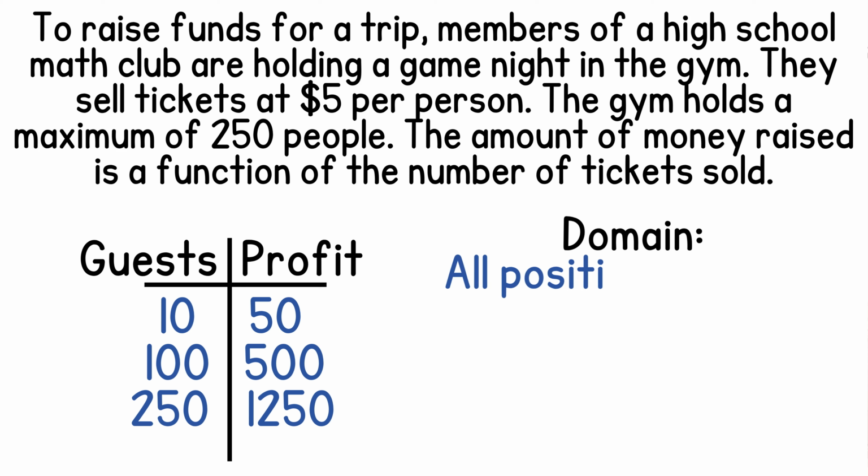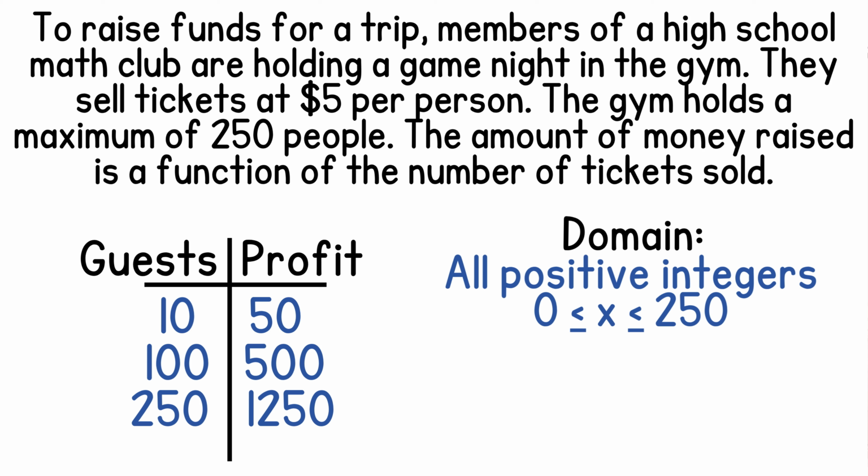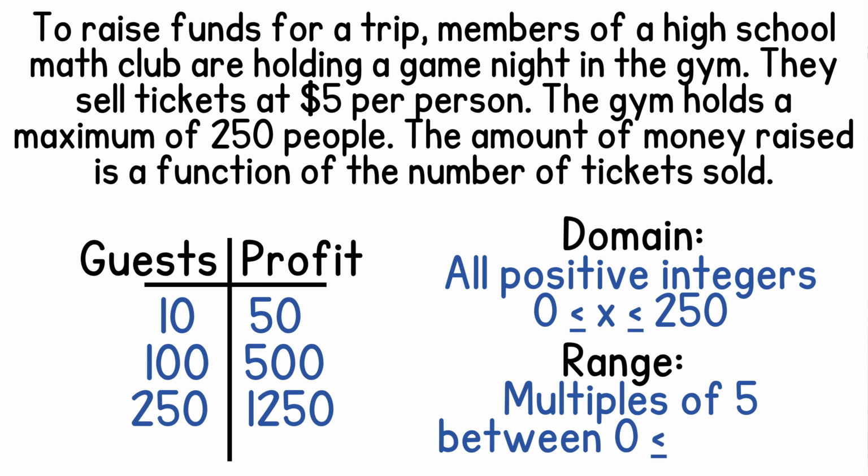So now we can see that our domain would be all positive integers between 0 and 250. We included integers because we can't have a fraction or decimal of a person. Our range is going to be multiples of 5 between 0 and 1,250.